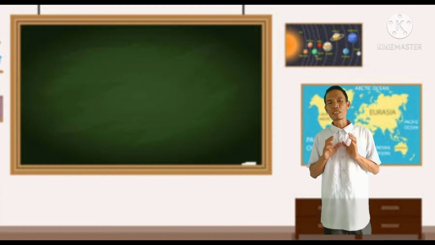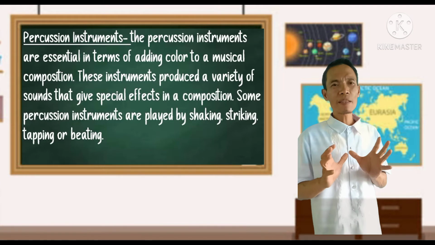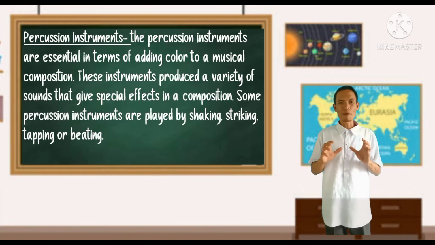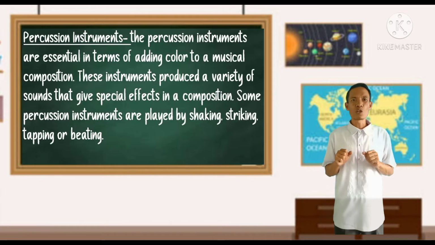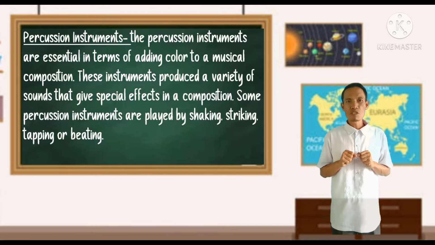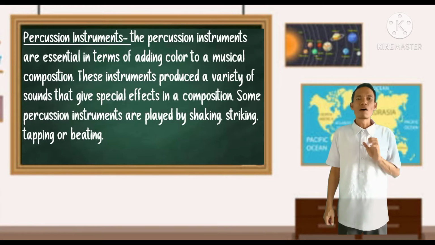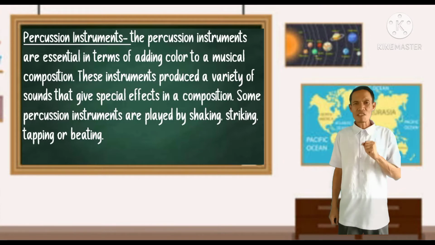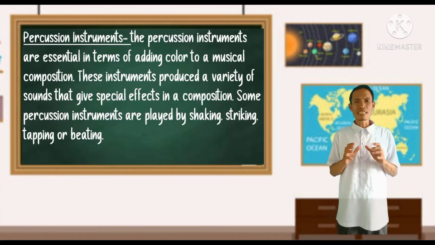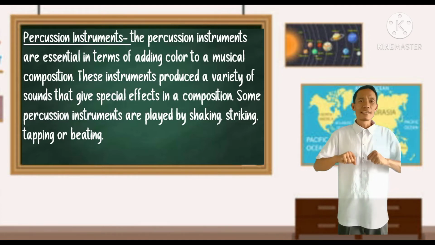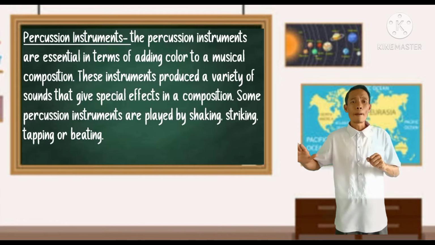Our next family of Western instruments is percussion instruments. The percussion instruments are essential in terms of adding color to a musical composition. These instruments produce a variety of sounds that give special effects in a composition. Some percussion instruments are played by shaking, striking, tapping, or beating.